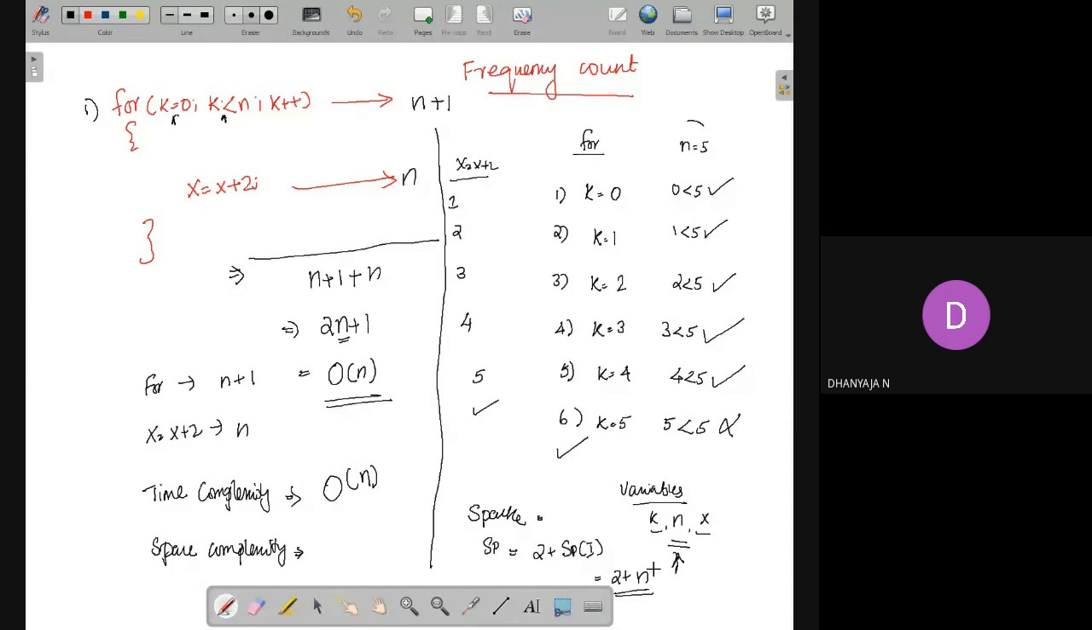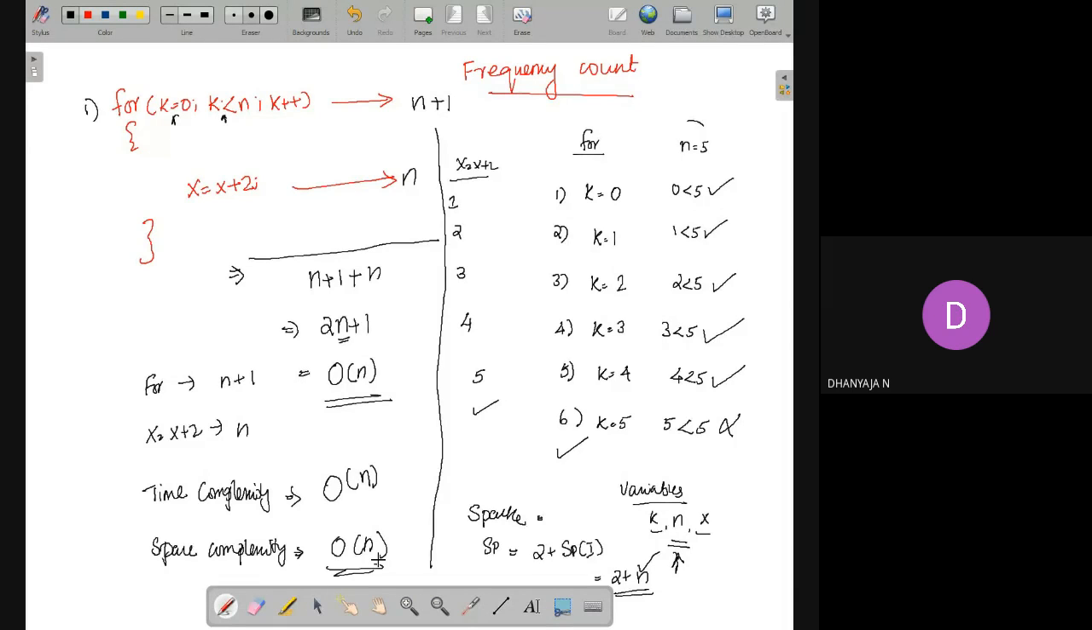That means it is depending on only this n. So we can say space complexity also will be big O of n. Is that clear? If any doubt, ask me now. Because if you are not able to understand this particular scenario, next condition you will not be able to understand.